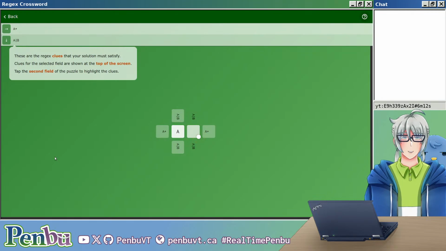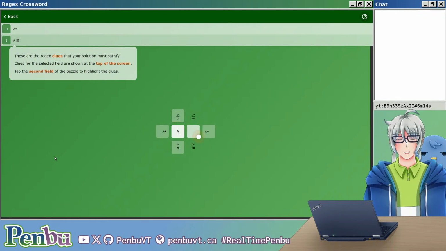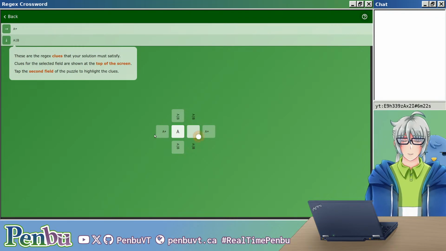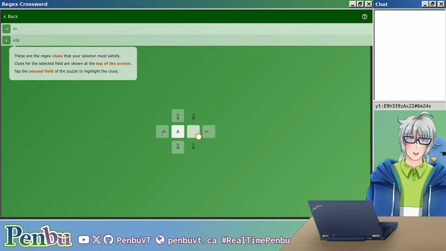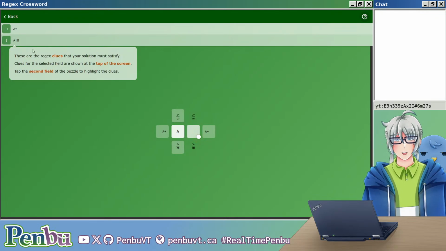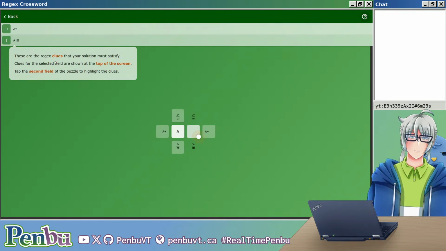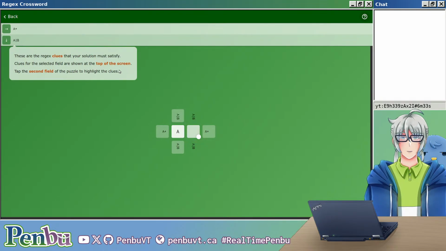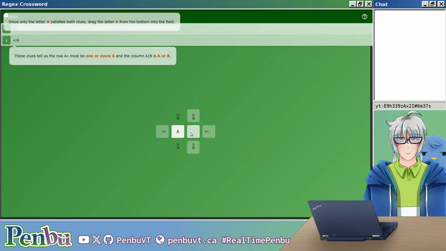It's a crossword where the clues are regular expressions. So in this case here, we have A or B in the vertical, and in the horizontal we have A+. As it says, these are the regex clues that your solution must satisfy. Clues for the selected field are shown at the top of the screen. Tap the second field of the puzzle to highlight the clues. Such as that.